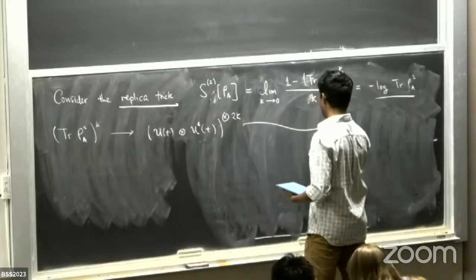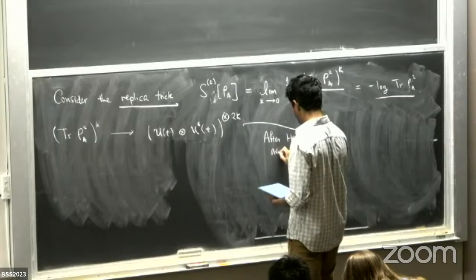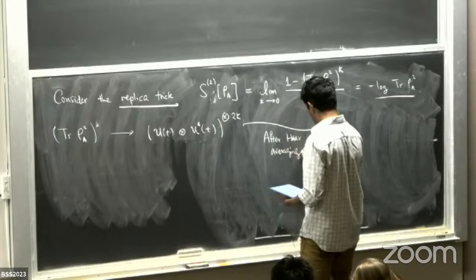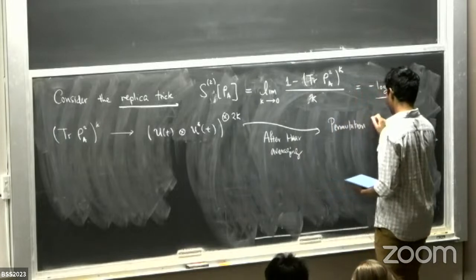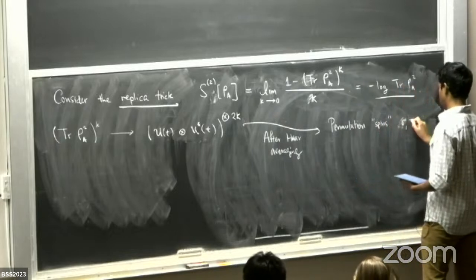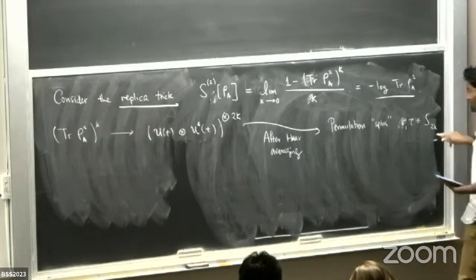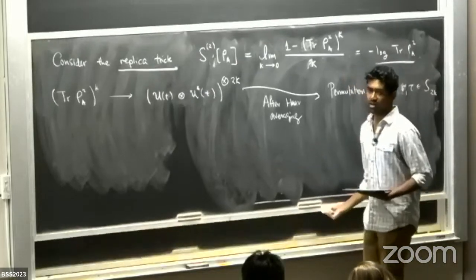So after Haar averaging, we get these permutation degrees of freedom, which I'll call sigma and tau, which live in the permutation group S2K, right? It's the permutation group on 2K elements. And K equals 1 again gives you the result that we were studying before. Okay, so this looks tough, right? And it looks kind of annoying.